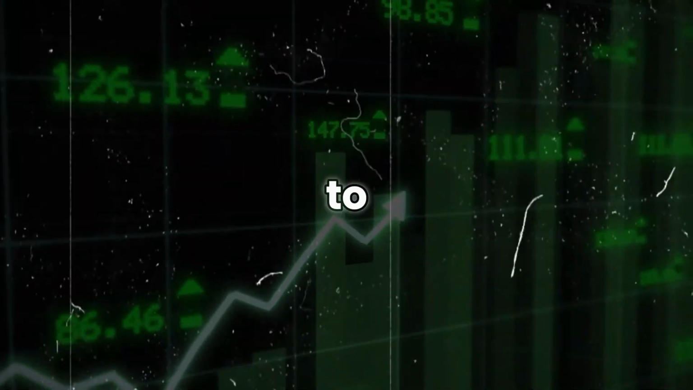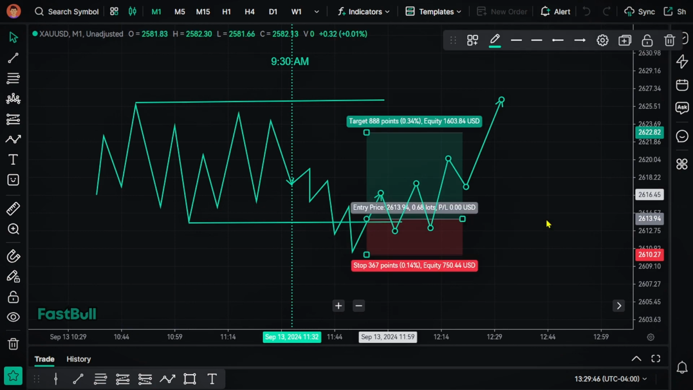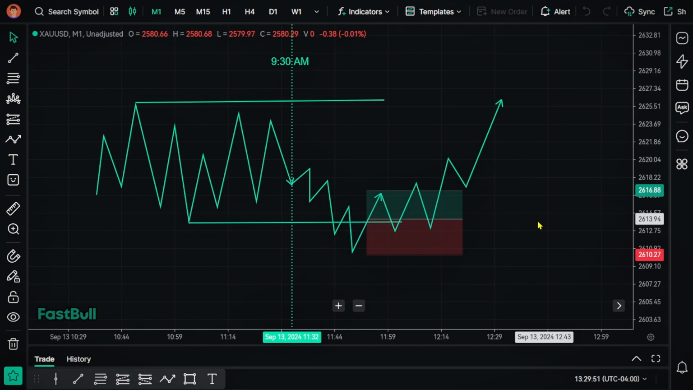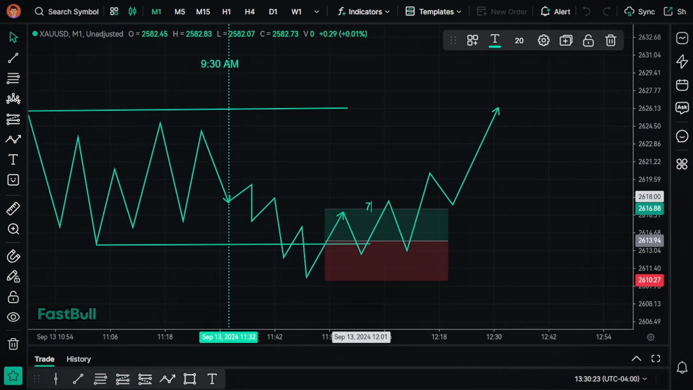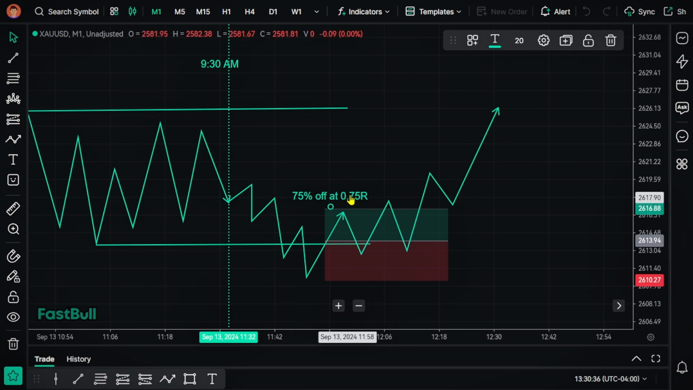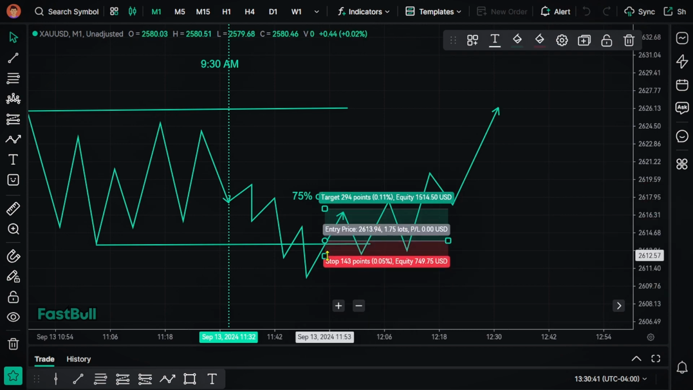Here's an important step to boost your win rate and profits. Once your trade reaches a 0.75 risk to reward ratio, take 75% of your position off the table and let the remaining 25% run toward the final profit target. You may also move your stop loss to the most recent protected swing point, or leave it as is. This way, you can secure profits even if the trade reverses.